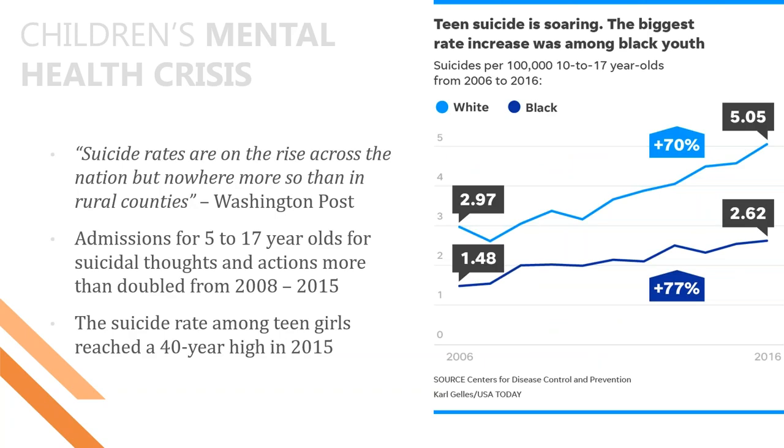And lastly, in this next slide, what you'll see is that suicide rates in particular are on the rise. What is interesting to note is that they're on the rise nowhere more so than in rural counties. And many of you are in emergency departments located in rural counties. And so I think we really do have a responsibility to evaluate children, particularly in those preteen and teenage years who may be at risk. Suicide rates among teen girls has reached a 40-year high. You'll see these increases across all races, socioeconomic classes, and genders.